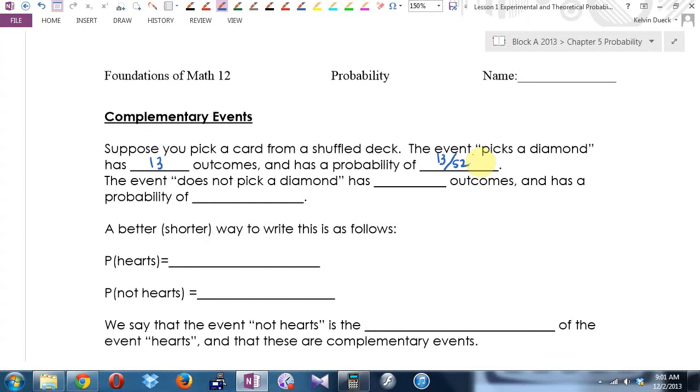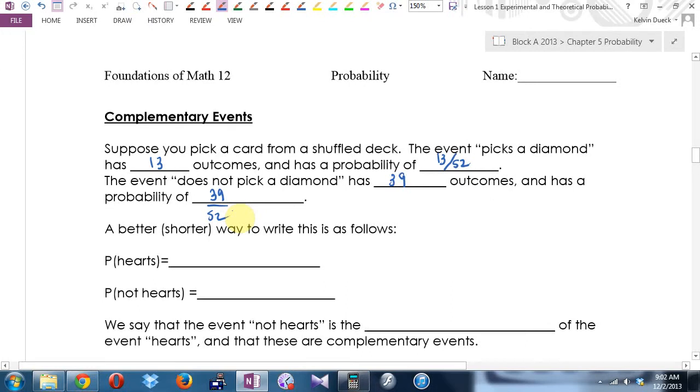Yes? The event does not pick a diamond has how many outcomes? How many outcomes are there for not getting a diamond? Did you count 39 different cards in your head, Roy? What did you do? Okay, we're using a trick called the complement. We're saying, you know what? The opposite is 52 minus how many from the total. So 39 has a probability of 39 out of 52, or 3/4, I realize, but 39 out of 52.